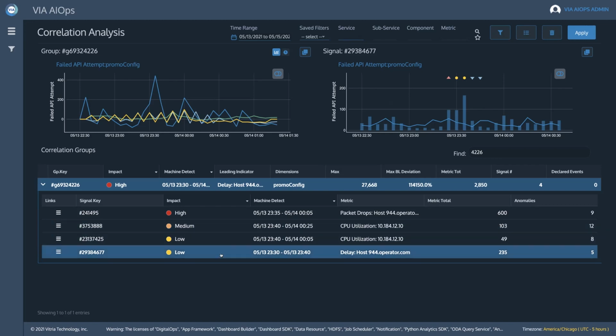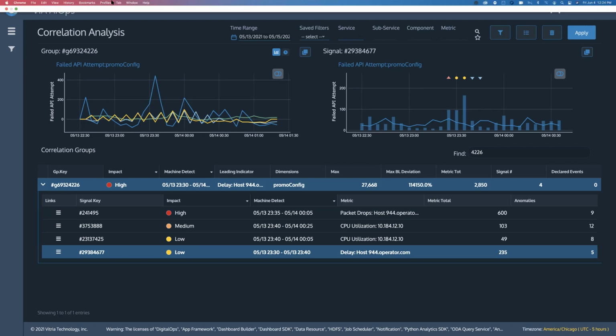So this is that same signal that we saw from the last screen. We've correlated it with CPU utilization on a specific network element and also packet drops on that same host. We'll notice now that since we've correlated it with packet drops, we've increased the severity or the impact to a high, and then analyze it for root cause, key symptoms, and impacted population.